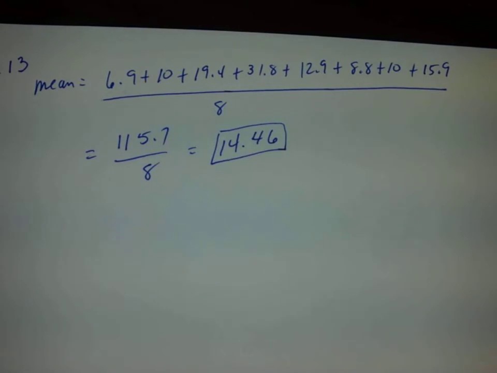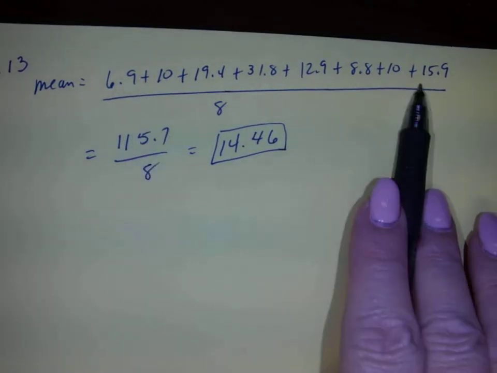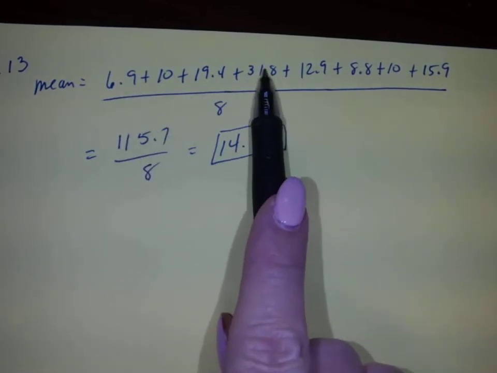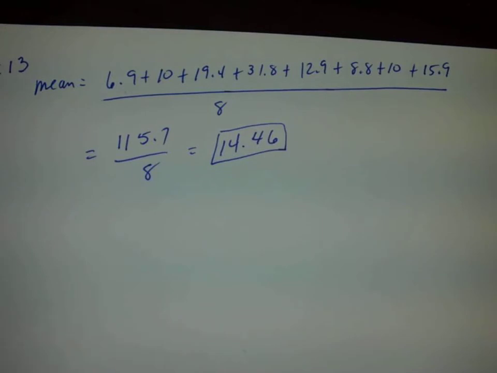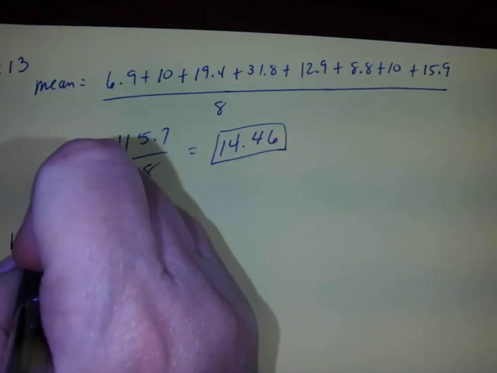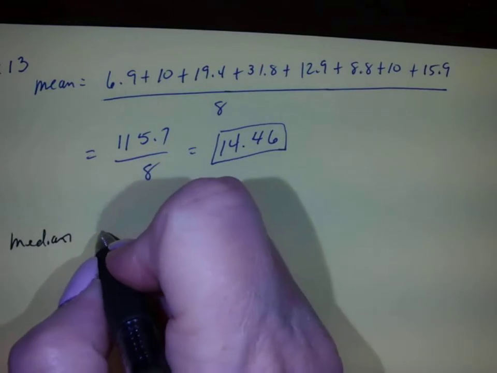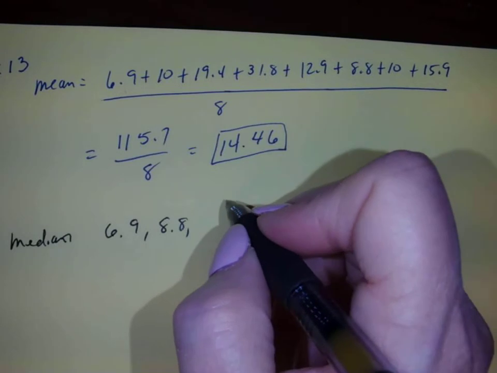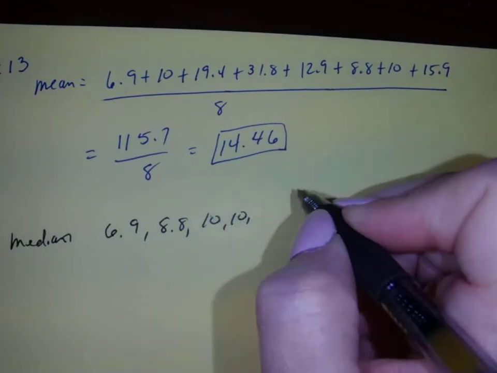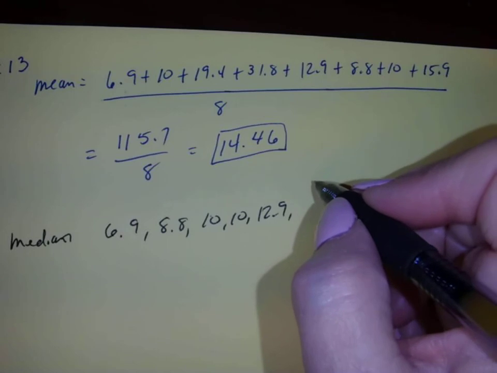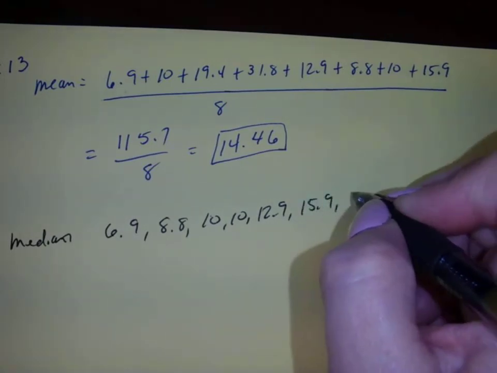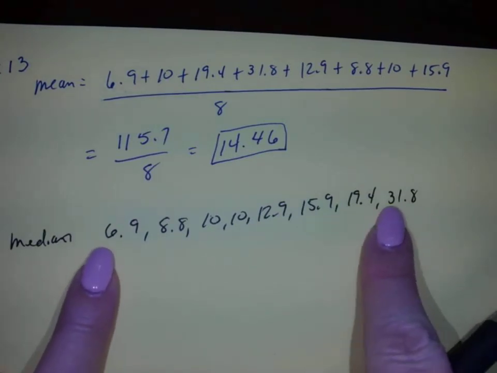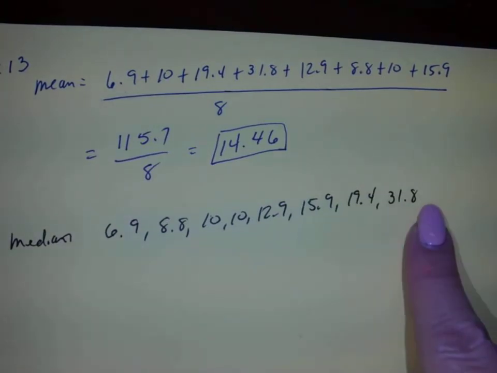All right, now let's look at our median. We don't have any major outliers, but we have a little bit. We've got some 31 out here. 6.9s are low, but it's not absolutely horrible. All right, so let's find our median. Again, we have to list them in numerical order. So 6.9, 8.8, 10, 10, 12.9, 15.9, 19.4, and 31.8. Now you can kind of see a little bit of an outlier because you can see how the numbers are going.